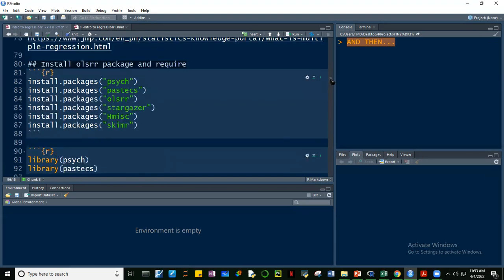As I mentioned last time, guys, from the last time we looked, there are more than 19,000 packages. Of course, we won't be using all of them. Maybe about 30 to 40 packages are the most important to us in this subject. Here are some examples. Psych, pastecs, and olsrr, which we will use for forward and backward regression and stepwise regression. Stargazer for creating beautiful tables. Hmisc, and others. Here are just examples of some packages.